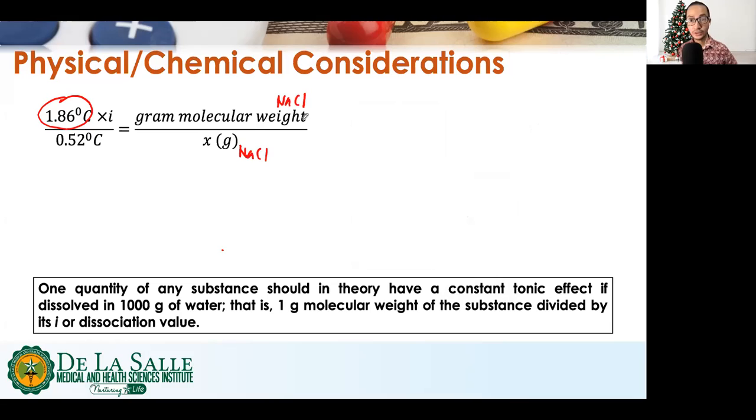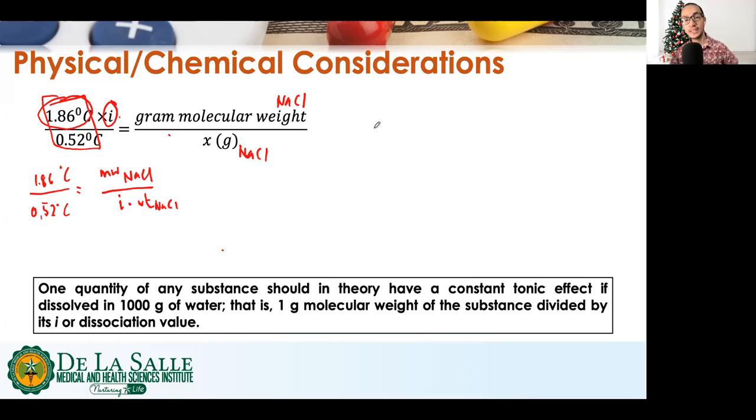By manipulating this particular formula, I will move this here and keep this intact. So this will be 1.86 degrees Celsius divided by 0.52 degrees Celsius equals the gram molecular weight, or the molecular weight, of a substance. Let's say that substance is sodium chloride. I will divide it by its I value, and also multiply the denominator by its weight. So I will multiply this by the weight of sodium chloride.